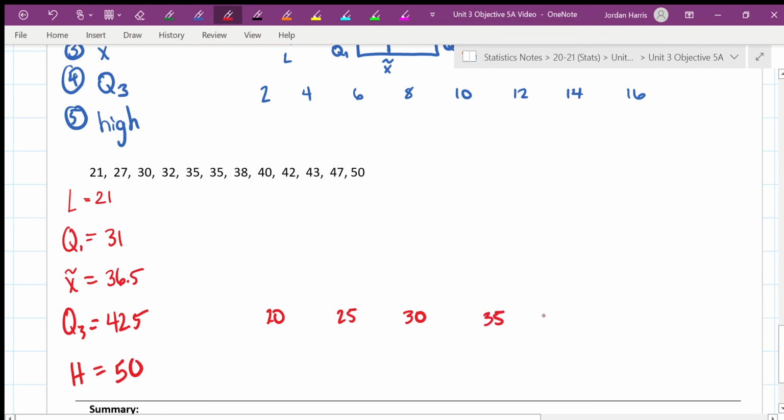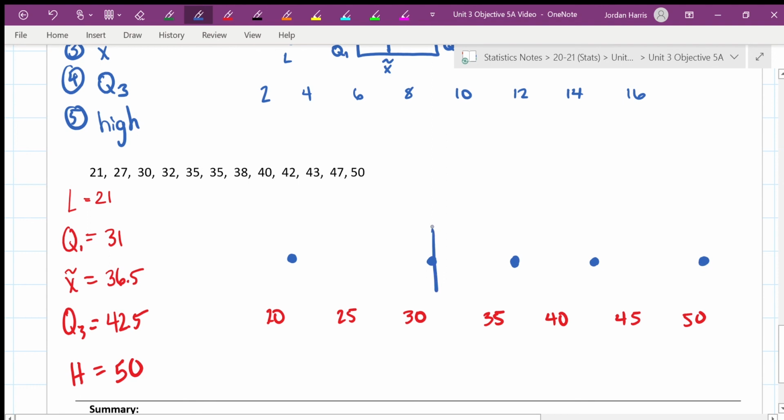Okay, how I choose my scale is I actually look at my numbers and I kind of think I need to get from 21 to 50 with not too many values. What's the easiest way to do that without making it too small? So I count by fives. It's easy numbers to deal with. Okay, so then I need to plot my points. So 21, that's really close to the 20. 31, that's really close to the 30. 36.5, that's really close to the 35. 42.5, that's halfway between 40 and 45. And then 50 is where it ends.